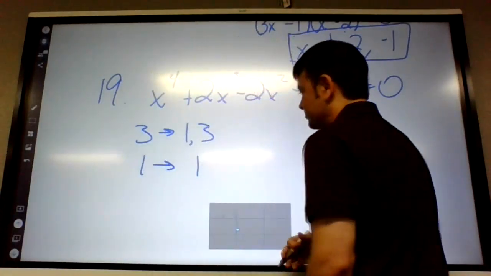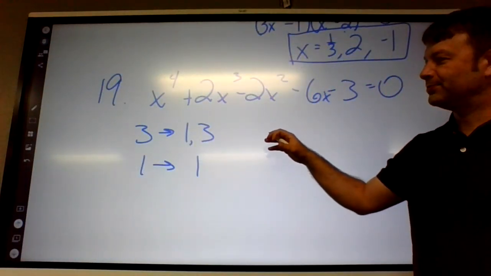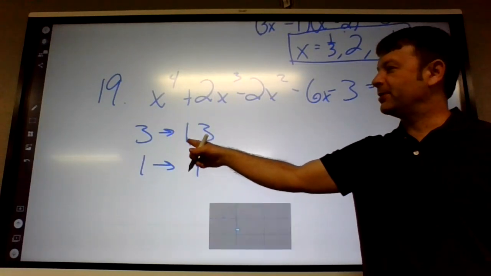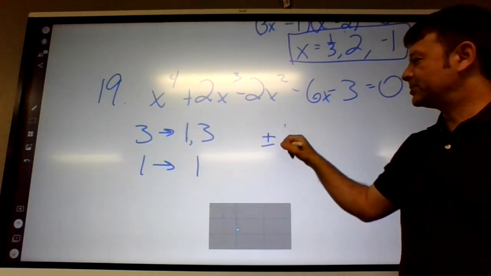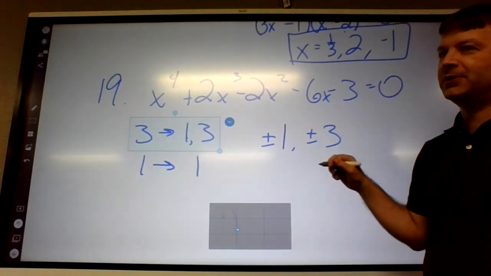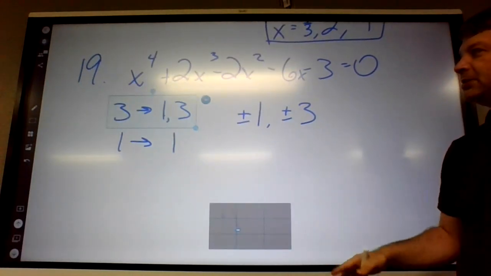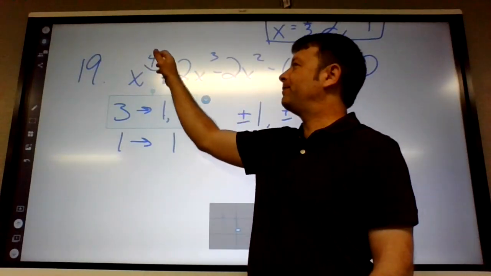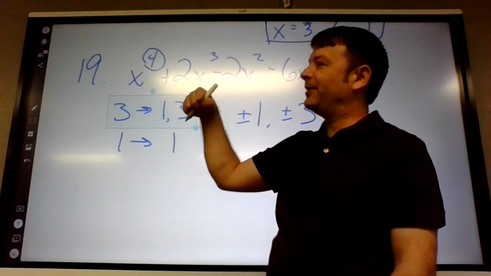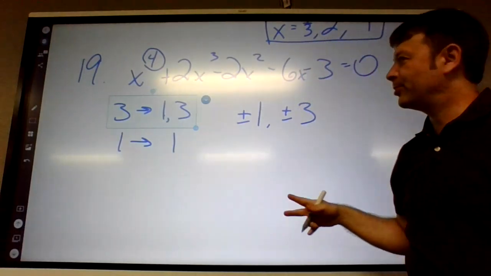We could try to plug in 1 and... No, you're skipping a step. Oh, my bad. The possible answers are plus or minus 1 or plus or minus 3, which is good news. That's not a lot of options. But because there are possibly 4 answers, we're going to have to find 2 before it gets down to an x squared. A little bit more work on these.